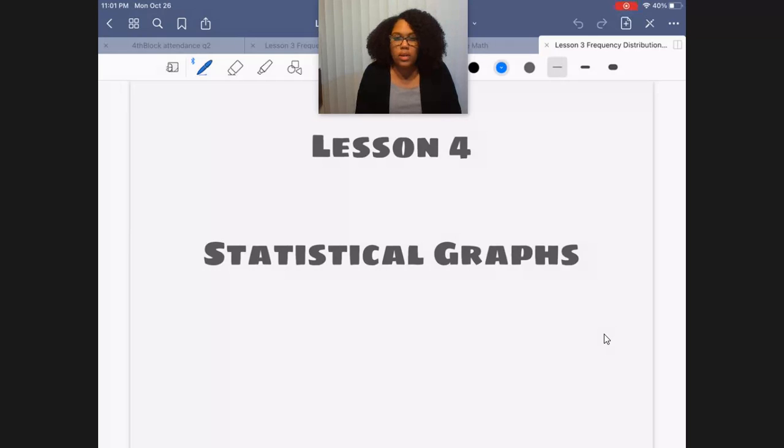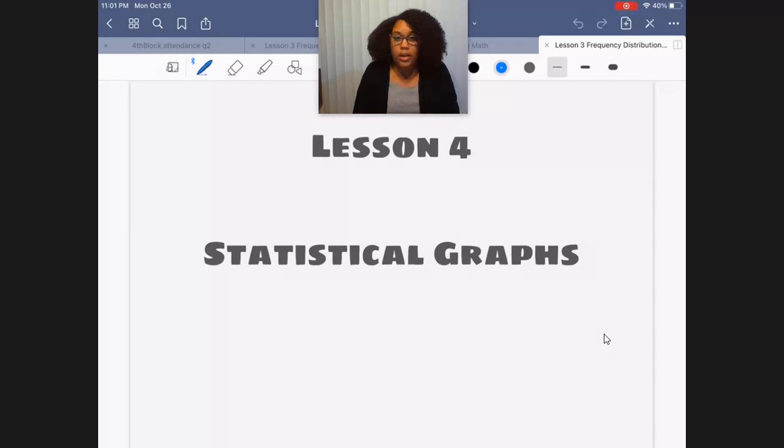So over the course of the next couple of days before we quiz on this, we're going to be doing some practice in Delta Math, as well as some practice in the Math Excel website. And we are going to do some on a piece of paper, draw a graph. So let's go ahead and get started with lesson 4 on statistical graphs.